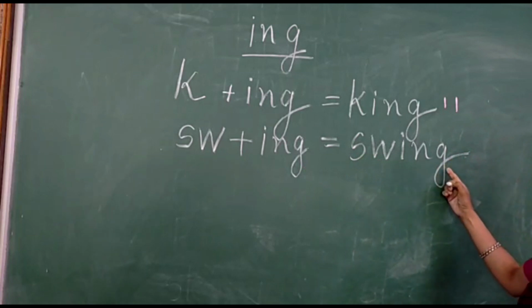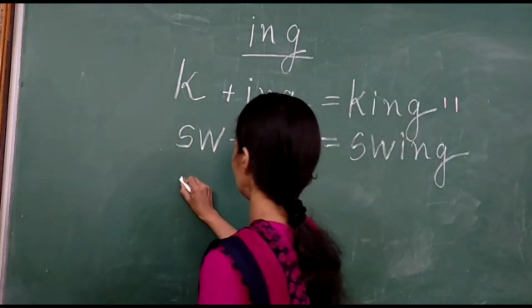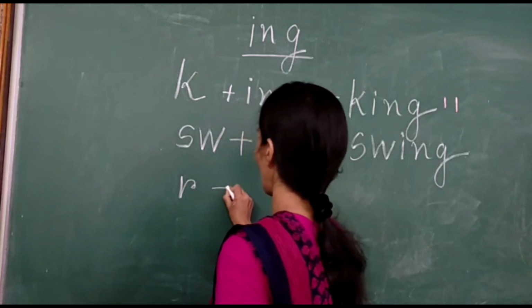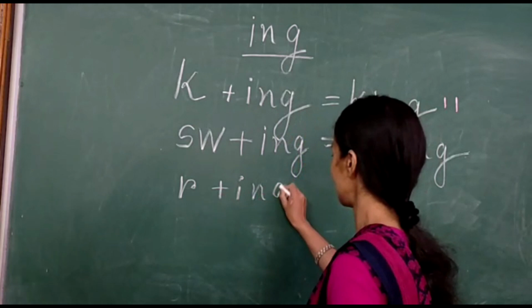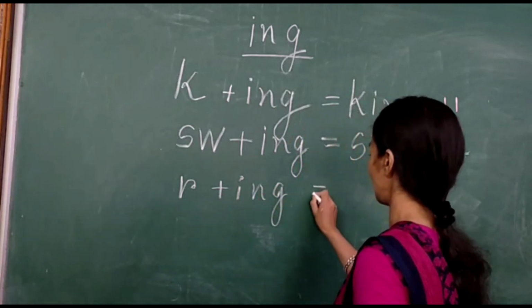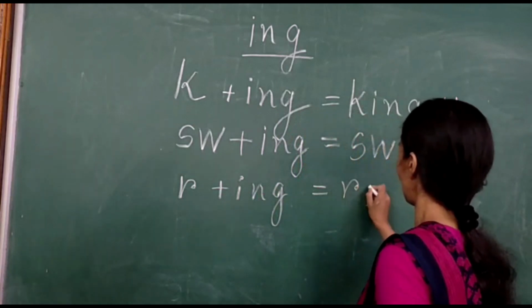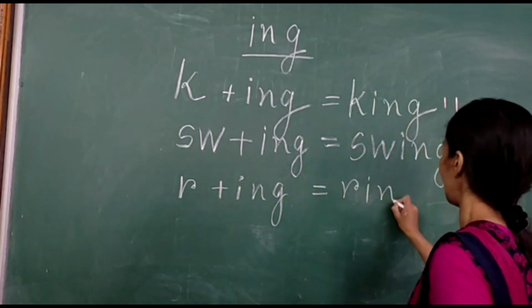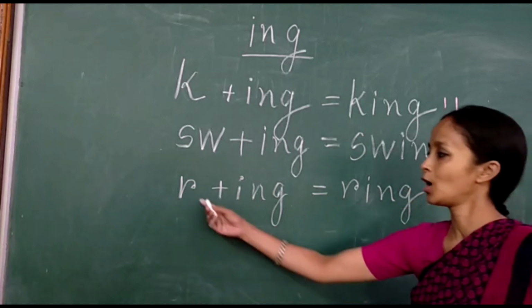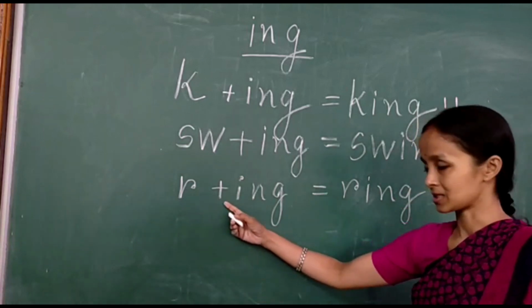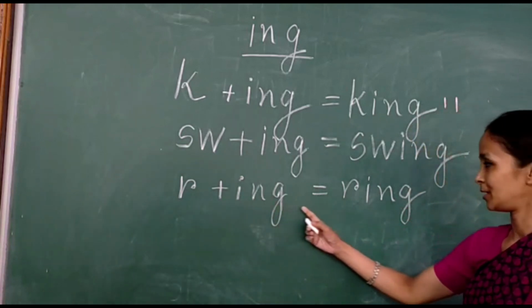S-W-I-N-G, swing. If we add R with ing, it will be R-I-N-G, ring. So R plus ing, it will be ring.